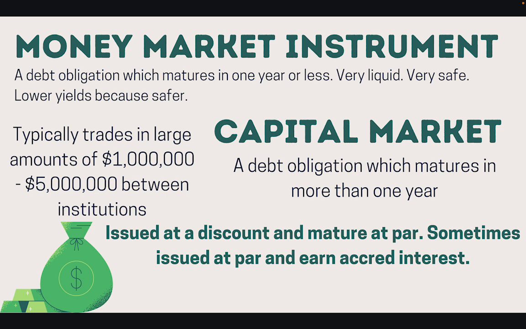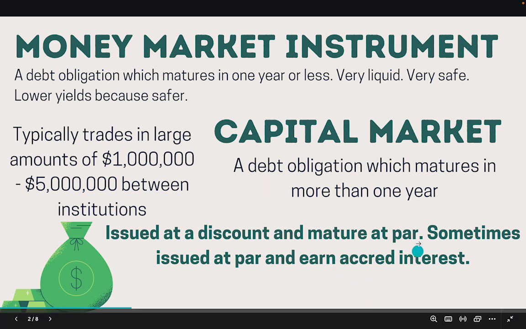Now, the money market instruments are issued at a discount and they mature at par, and we expect that because they are short, they are 1 year or less. But sometimes they can be issued at par and earn accrued interest, which is spelled wrong. Accrued, that was just to see if you're paying attention. And yes, you're right, it was spelled wrong.